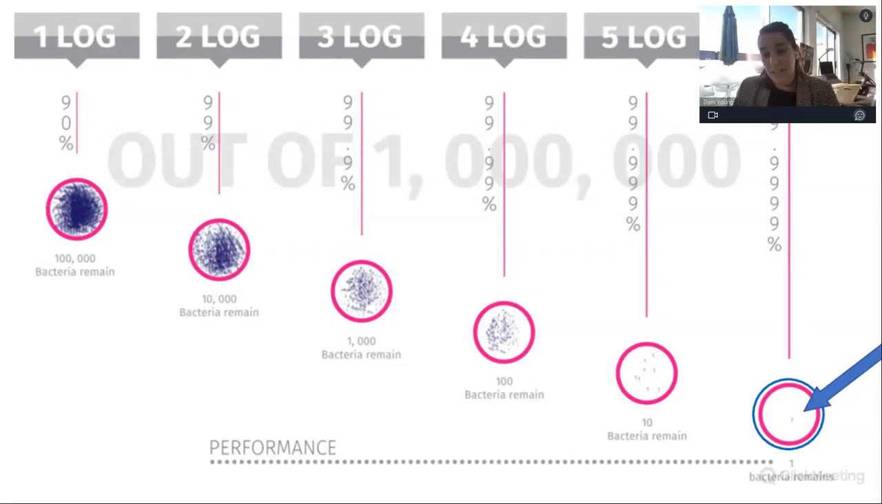So all of our data is this 6-log, which is what we are claiming for our use, and it has been proven and is being reviewed. This is what we're trying to get to, where one bacteria remains. Now we're able to say that is as close to a sterile environment as you can get. Now, all of this does come down to the actual way that you implement this.